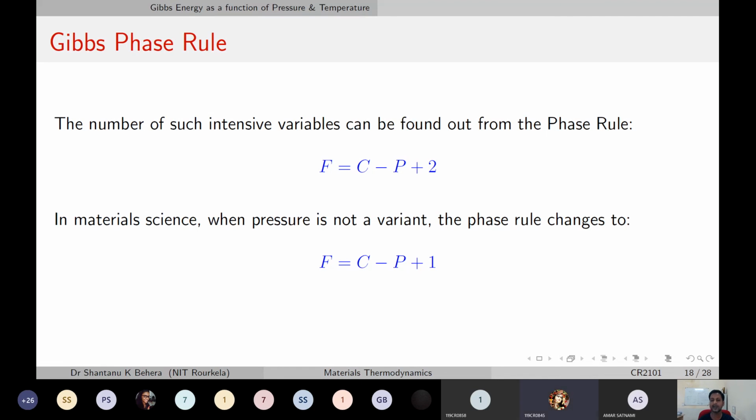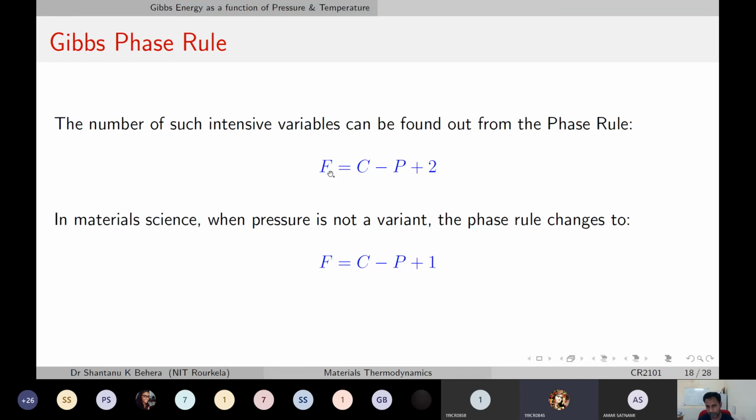That's why pressure is something which doesn't bother us. That's why you take one of those thermodynamic parameters out of it and redefine the number of variables that you can change in different forms of equilibrium, phase equilibrium. We redraft it as C minus P plus 1. But be it material science, solid state physics, chemical engineering, or anything else, if pressure has an influence on phase stability, this formula would not apply.